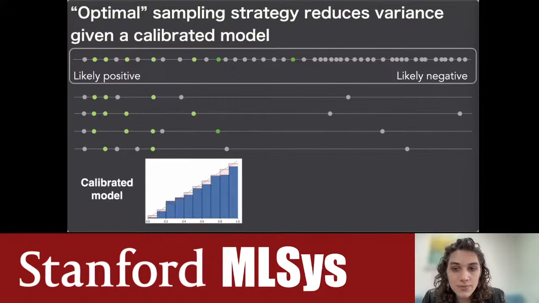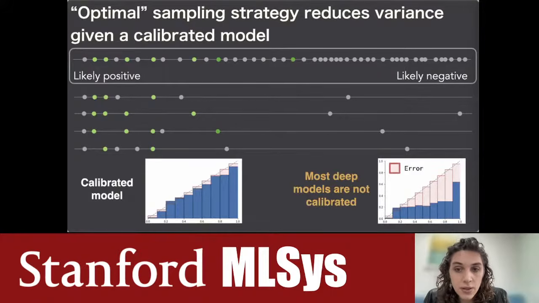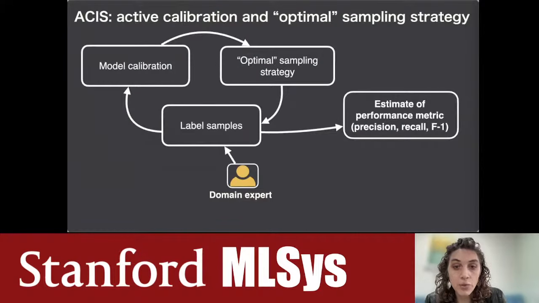However, most modern deep models are absolutely not well calibrated. So what this means is that we have a sort of chicken and egg problem, where if we had a calibrated model, then we would know how to build optimal estimators. But calibrating models requires actually labeling data to fit the calibration to it. So instead, we take an iterative approach, which combines model calibration with the sampling strategy. And this enables us to get low variance estimates while only asking the domain expert for a few samples.